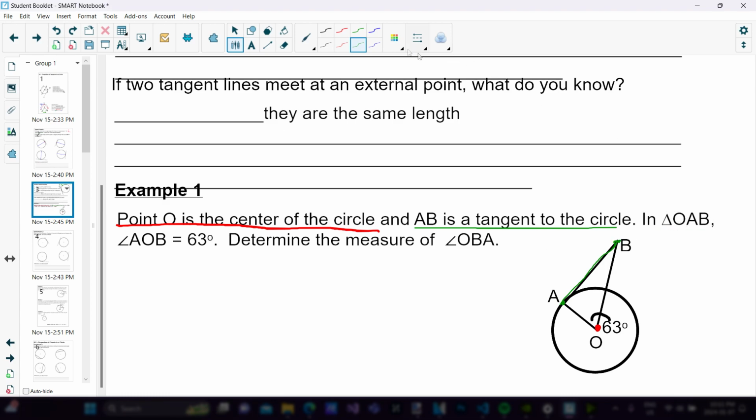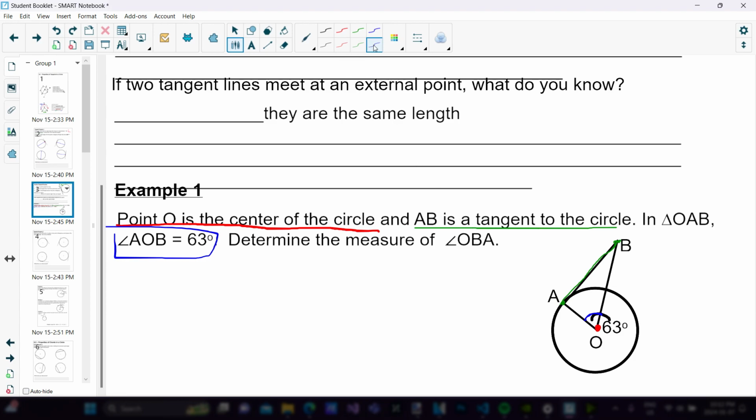In triangle OAB, so that's referring to the entire triangle OAB and its three vertices, angle AOB is 63 degrees. So remember what this means. O, the middle letter, is where that angle is. So that's that angle right there. And it goes from A to B. Those are its endpoints. So AOB. So that angle right there is 63 degrees.